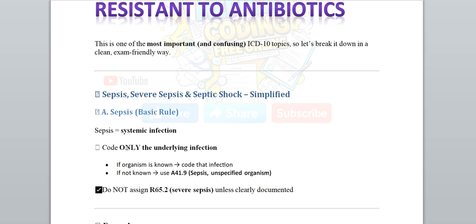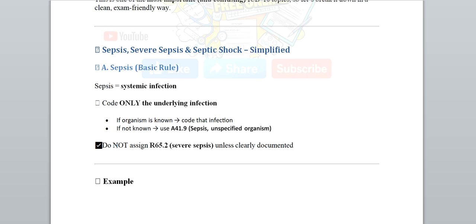So, code only the underlying infection. If the organism is known, code that infection. If not known, use A41.9, sepsis unspecified organism. So first, if the organism is known, use that code first. If not known, A41.9. Do not assign R65.2 for severe sepsis unless clearly documented.